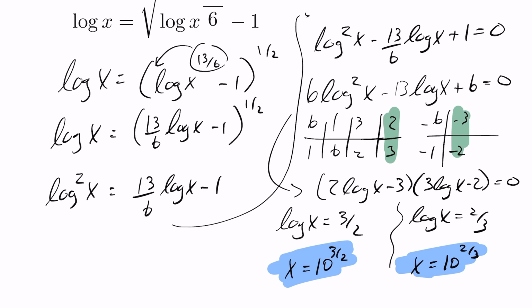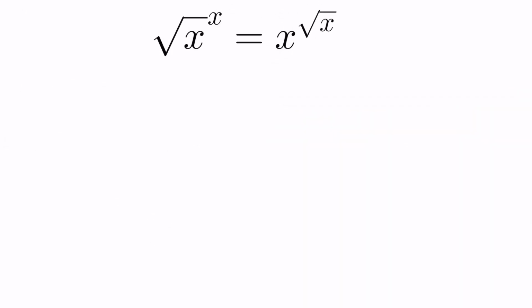All right, let's take a look at one more. So for the last and final question here, we want to solve the following. We've got the square root of x to the power of x is equal to x to the power of square root of x. With something like this, you always want to go to exponential form to see what you're working with, and see what rules you can apply.